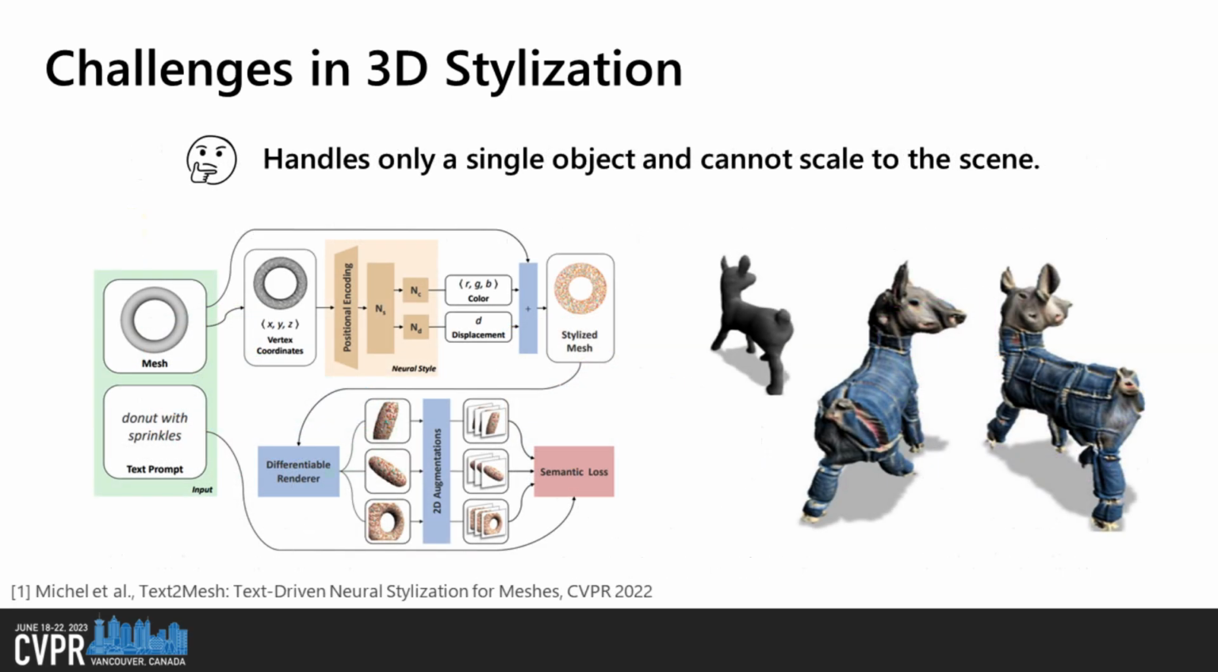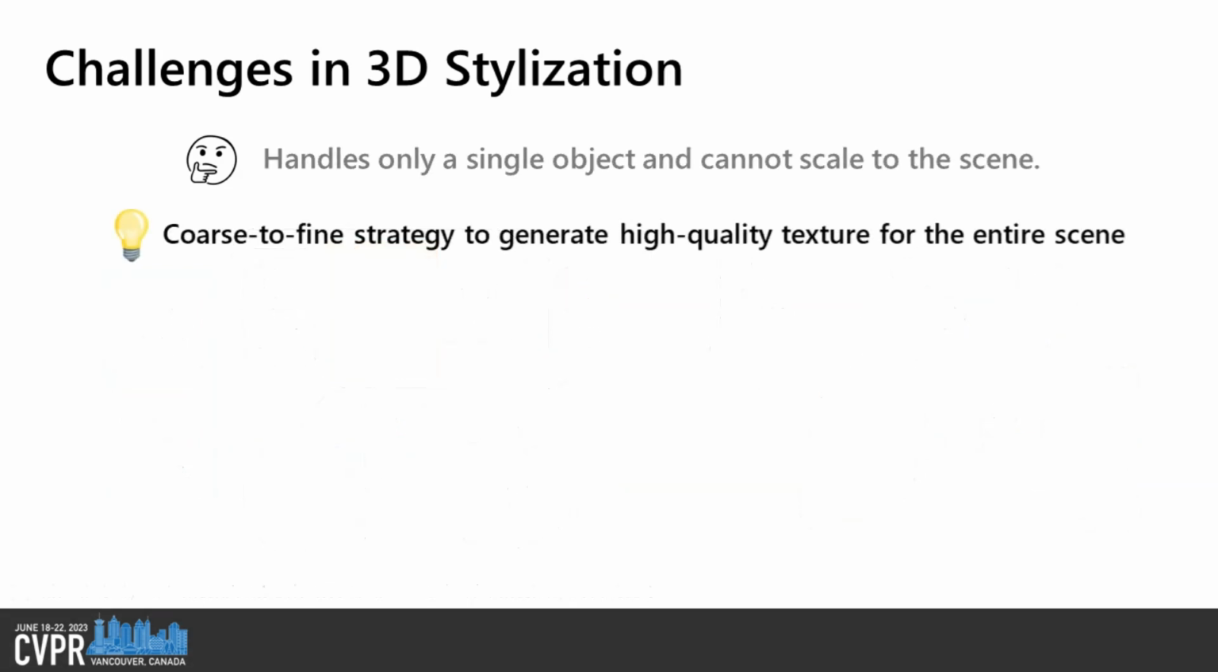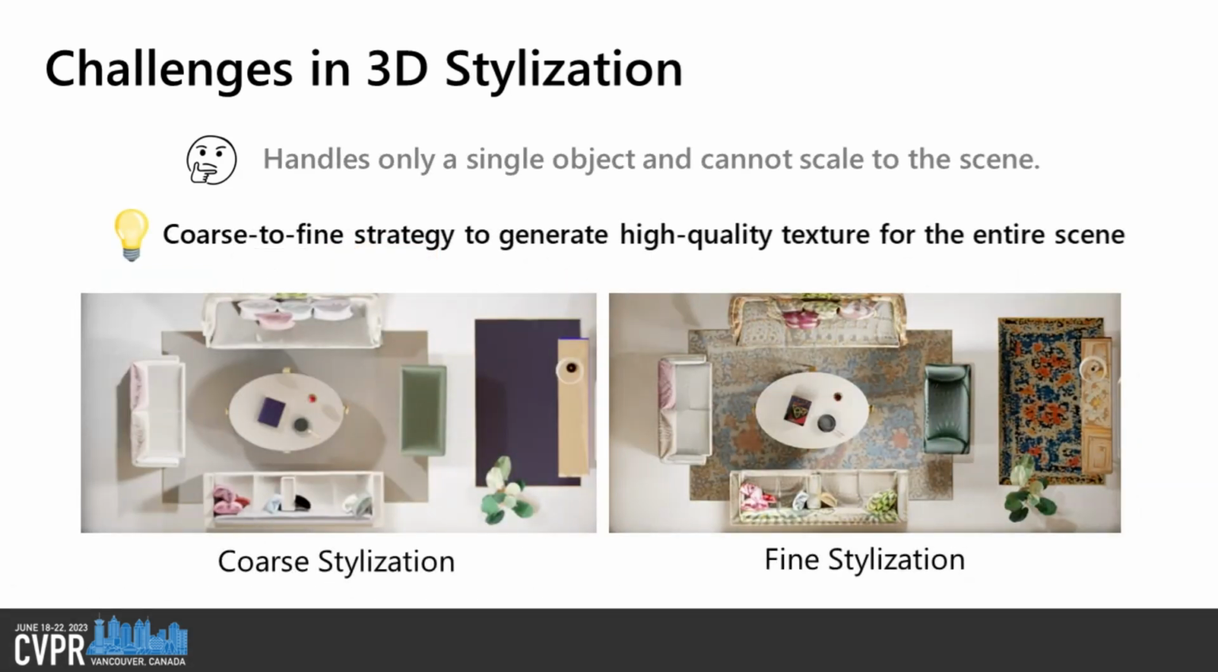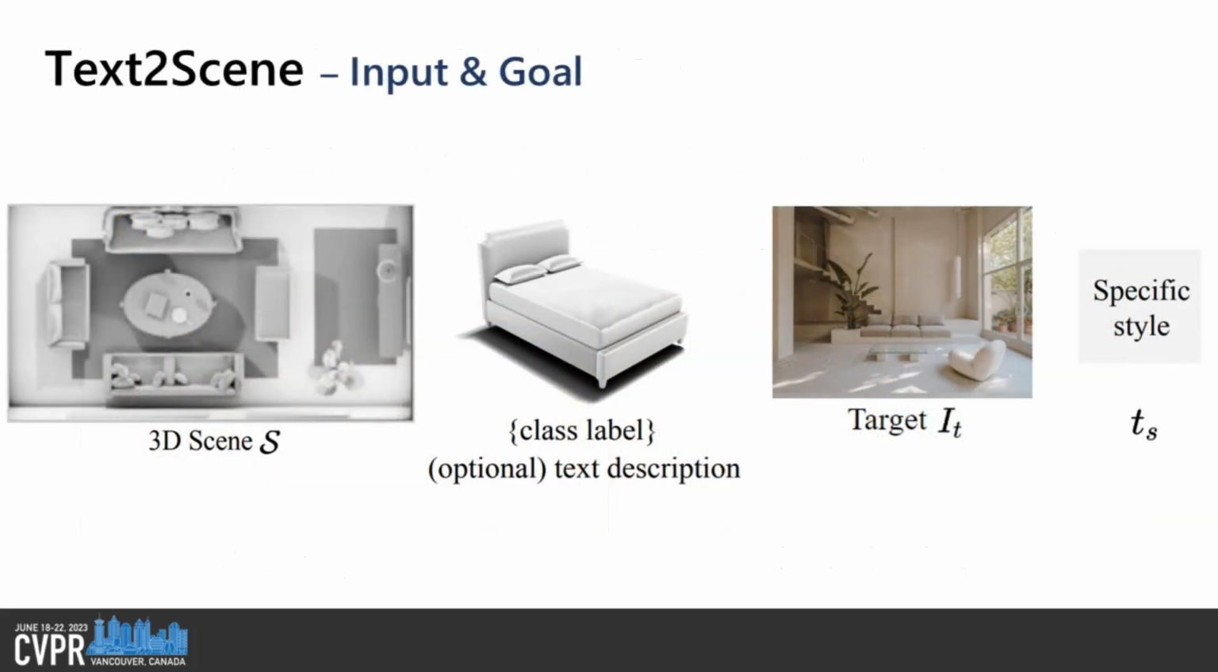Second, stylization networks generating detailed texture consider only a single object and cannot be easily scaled to the entire scene. Our coarse-to-fine strategy keeps the problem tractable yet generates high-quality texture with clean part boundaries. Our goal is to create realistic and part-aware textures for an entire scene of desired style.